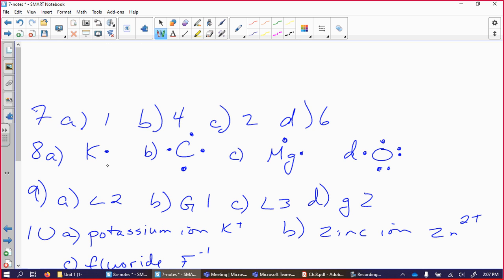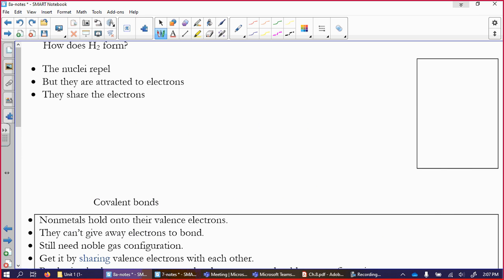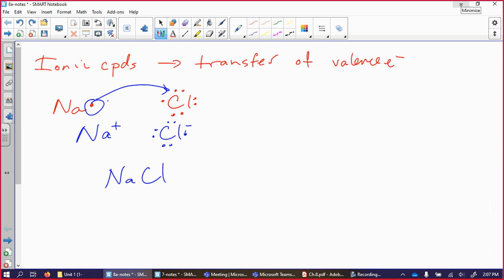We didn't do metallic bonding because it's not really interesting. That keeps changing page.